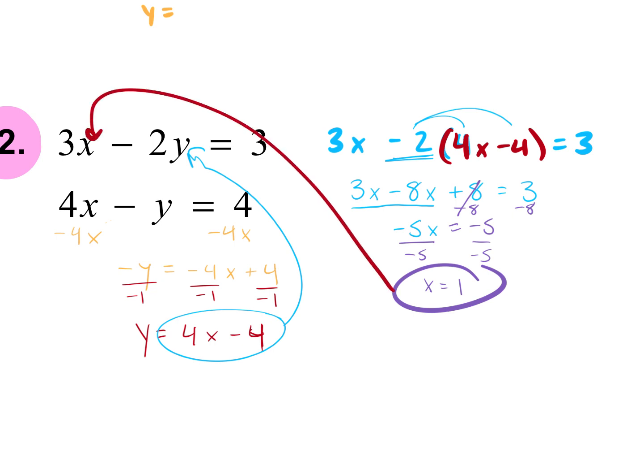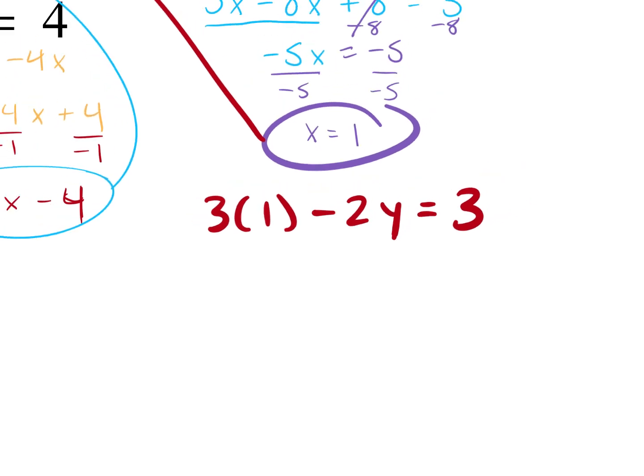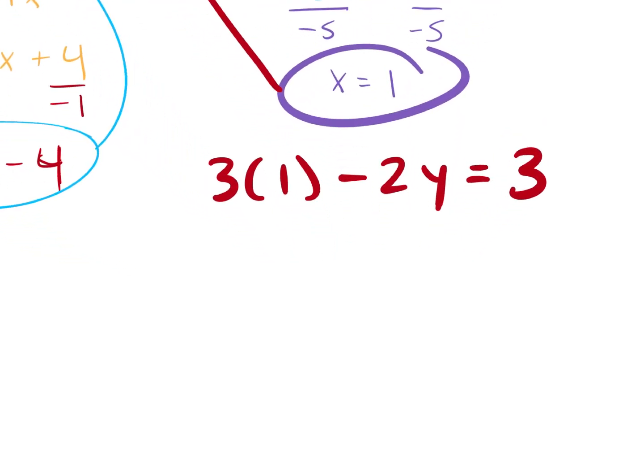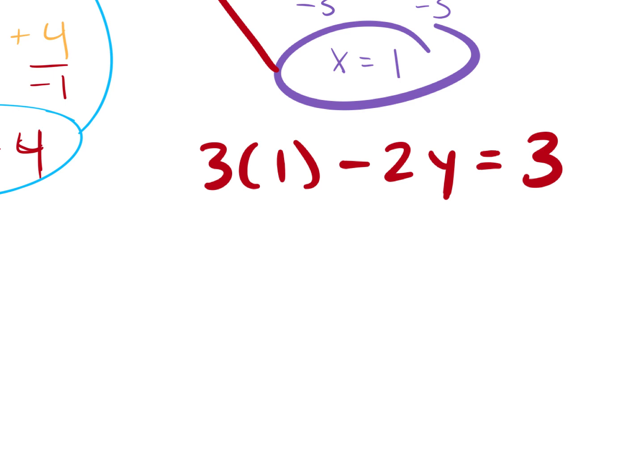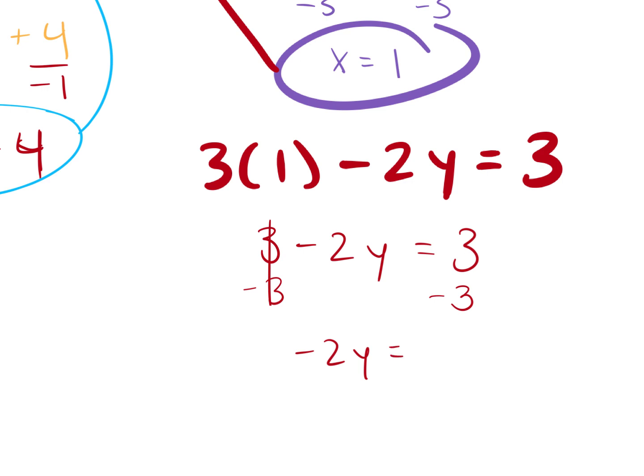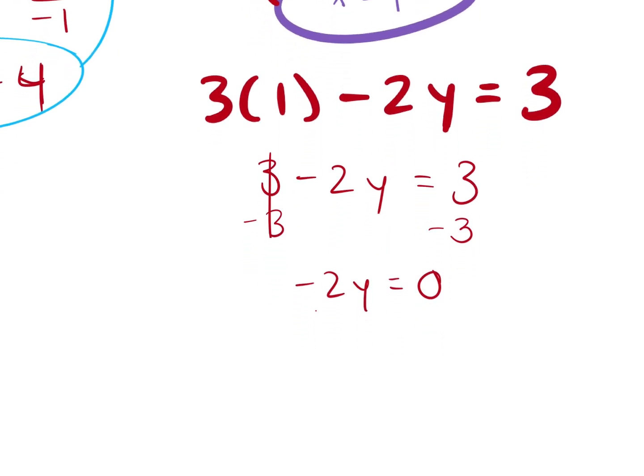Sure, we can plug in x into the top equation. So I have 3 times 1 minus 2y is equal to 3. So I plugged it into the x in the top equation. What would I do next? So 3 times 1 would be 3. What else can I do? Minus 3 on both sides. So negative 2y is equal to 0. And then what? Divide by negative 2 on both sides. So y is equal to 0.